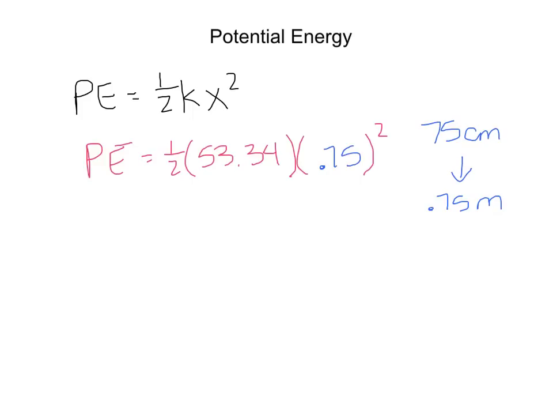So the potential energy of the beanbag in my particular case, or what is at the end of my band, is going to be 1/2 times 53.34 times 0.75 squared. So I end up with a potential energy of about 15. It's really 15.001 or whatever on my calculator. However, I'm going to round it to 15 because it ends up being in the thousands. All right, so that's my potential energy.